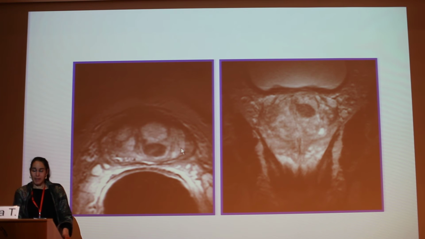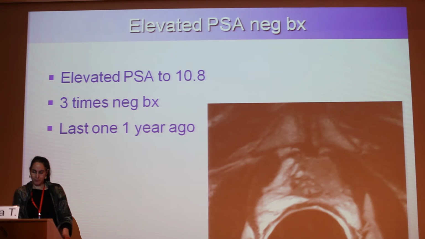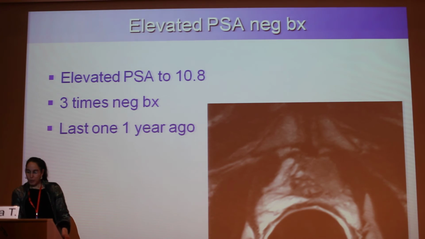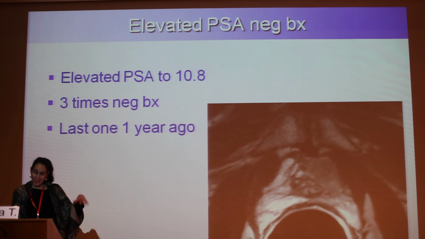So here's another example. This is just a small mass in the central gland, which is in the very superior portion of the gland, and was missed on biopsy 3 times. And this is a patient with an elevated PSA up to 10.8, not so high, not 20 like the prior one, but he had 3 negative biopsies. The last one was 1 year ago.